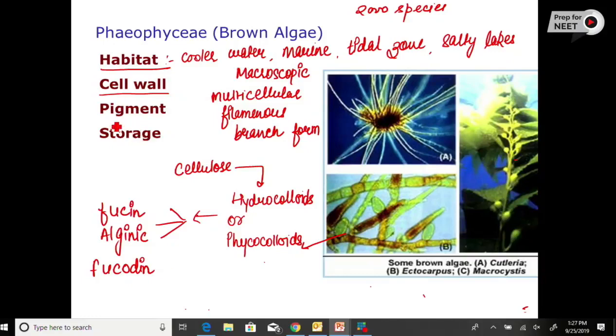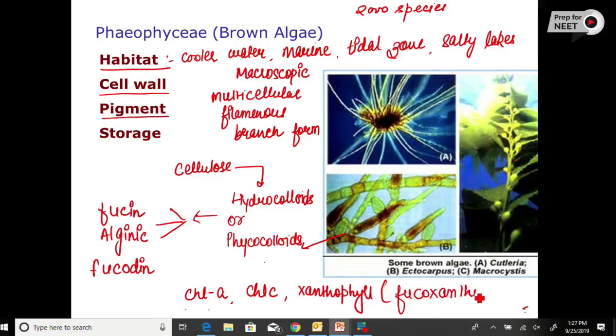Now if we talk about the pigment, then chlorophyll a and chlorophyll c are abundantly found in this particular alga. Along with that, xanthophyll, and in xanthophyll you have fucoxanthin. Because of the presence of this fucoxanthin, the alga is in different shades of brown, right.